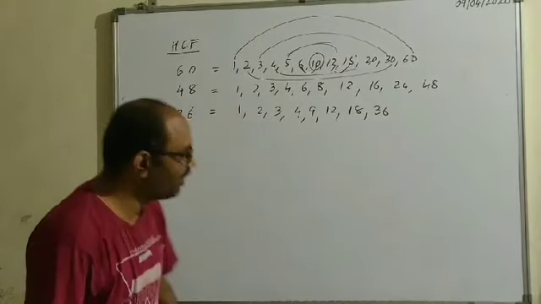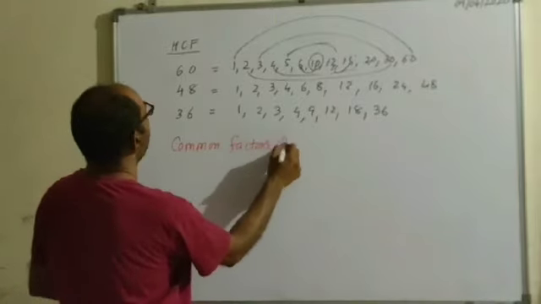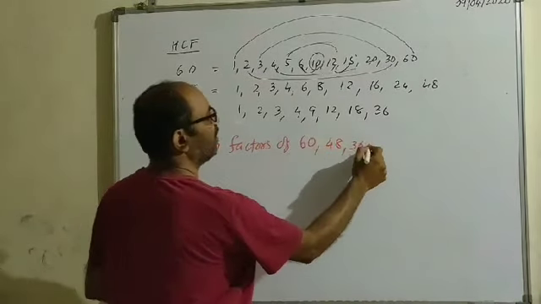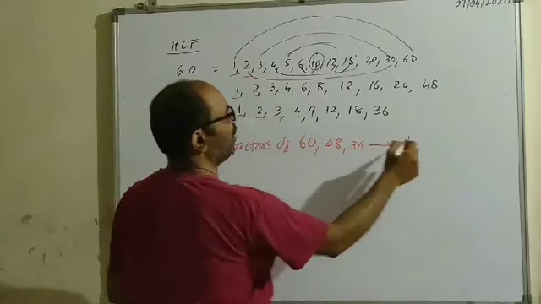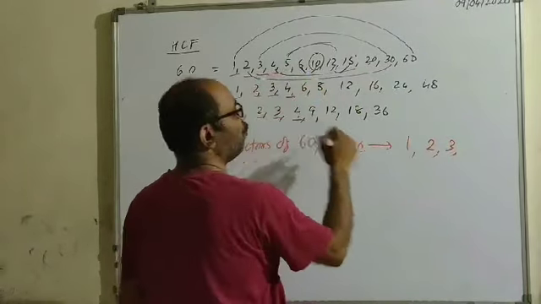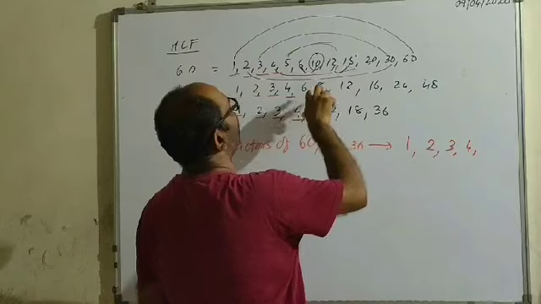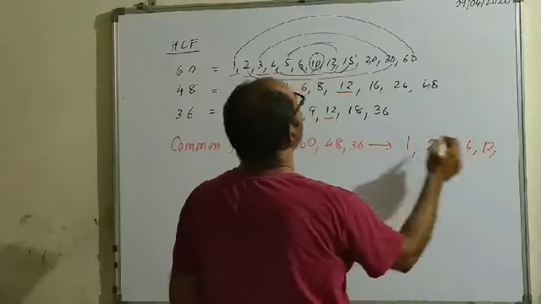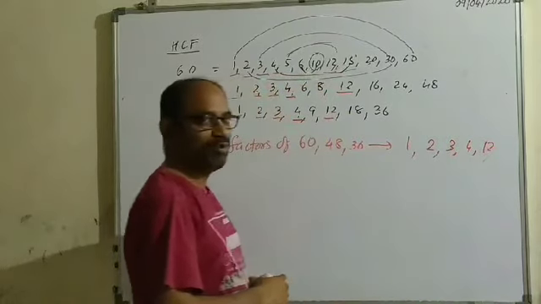Common factors now. Find out. Common factors of 60, 48 and 36 are 1, that is common, 2, that is common, 3, it is common, 4, it is common, 5 is not common, 6 is common in the first two but not in all three, 10, no, 12 is the next common factor, correct, 15 is not. No more common factors.